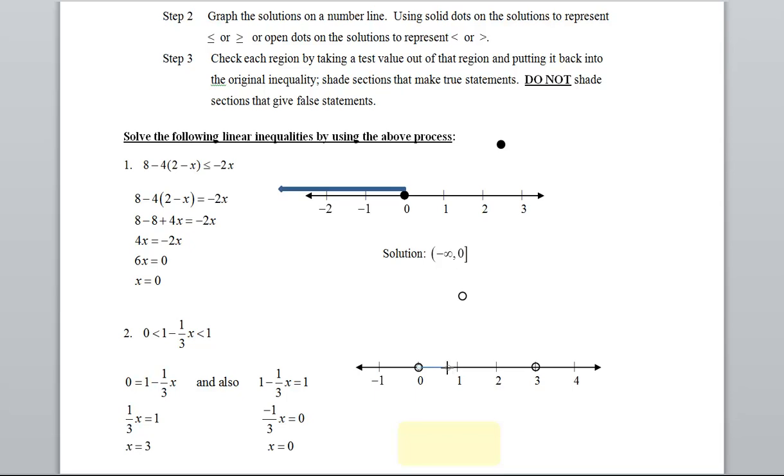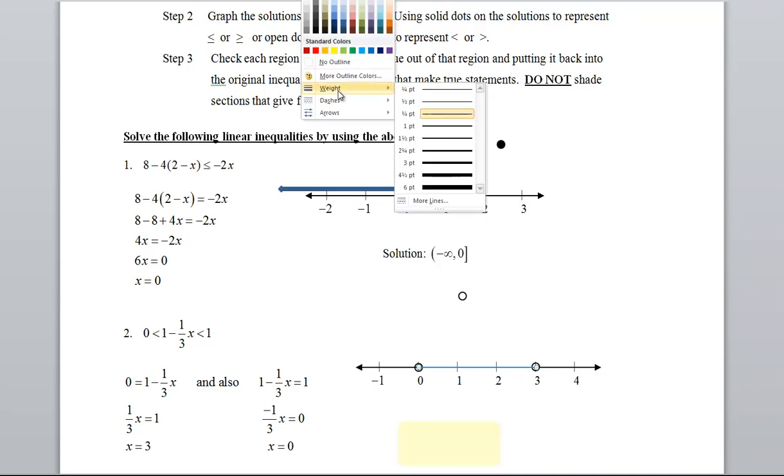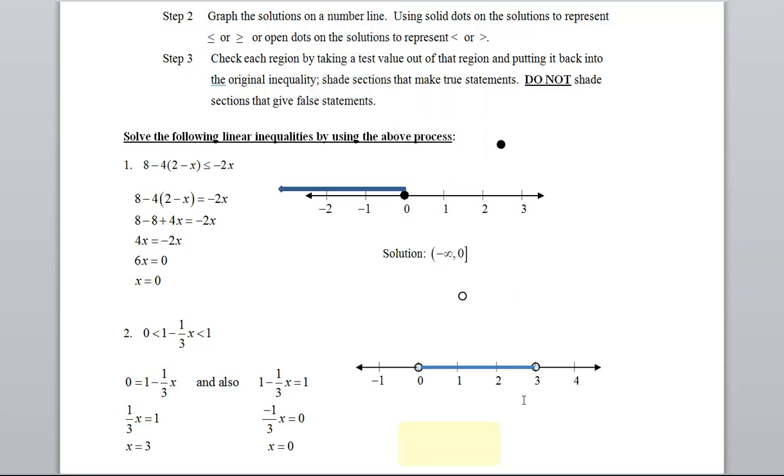I wanted it to go a little bit further. It didn't go further. Hopefully you can see the blue. Let's see if I can make it a little bit bigger. That's better. I'll use that.